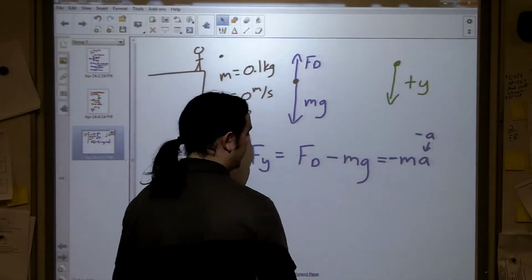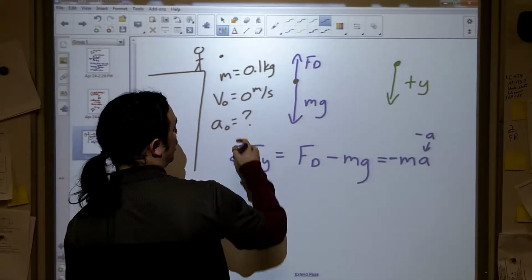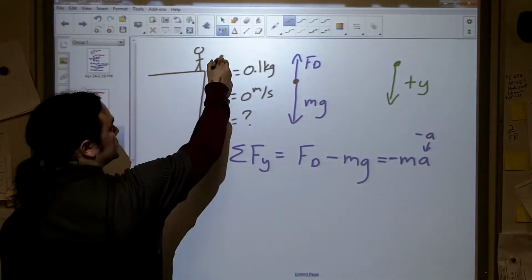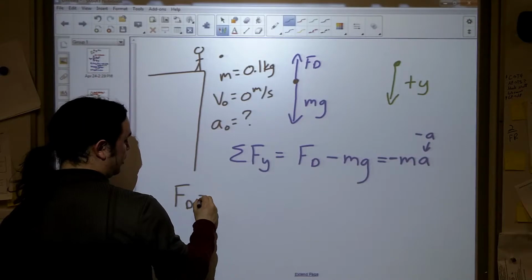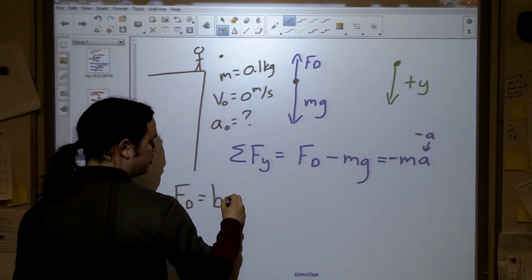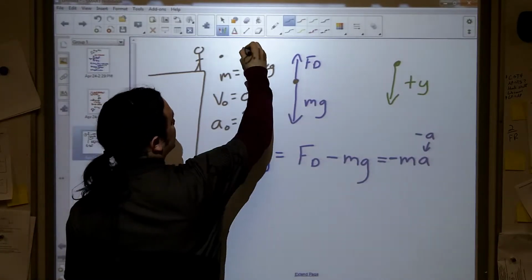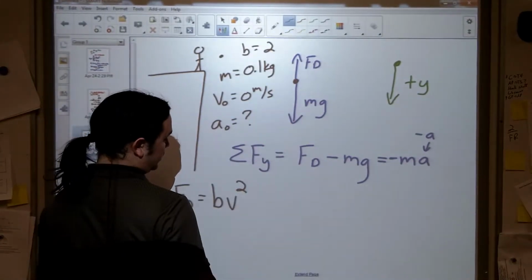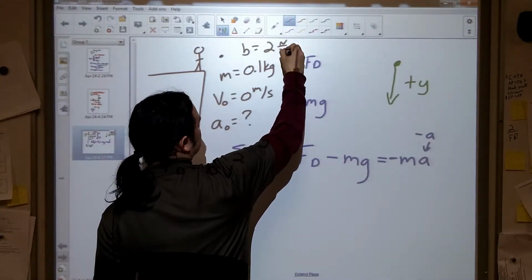All right, let's find our initial acceleration. Well, initially, our velocity, I apologize, one other thing we need to bring in here. Since this is an object that's going to be falling through the air, I'm going to say that the force of drag is going to be equal to b times v squared. And I'm going to give you some additional information. Let's say that b is equal to 2 with appropriate units, which would be Newton per meter per second squared.